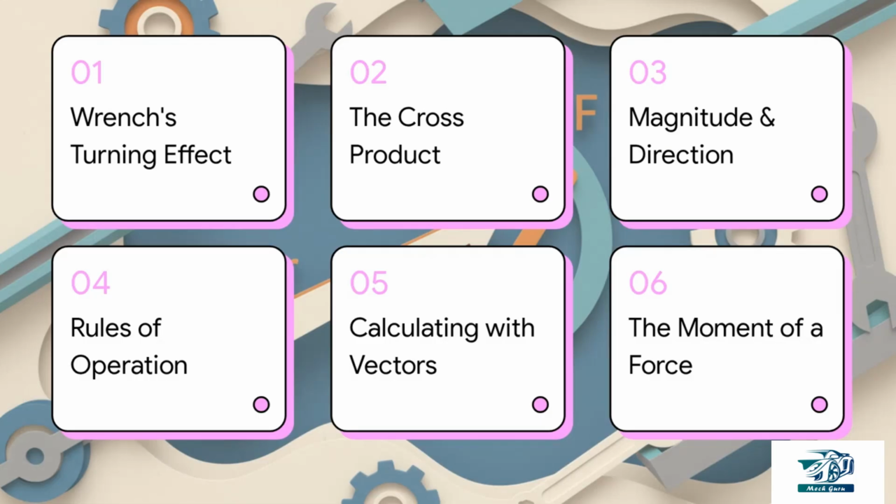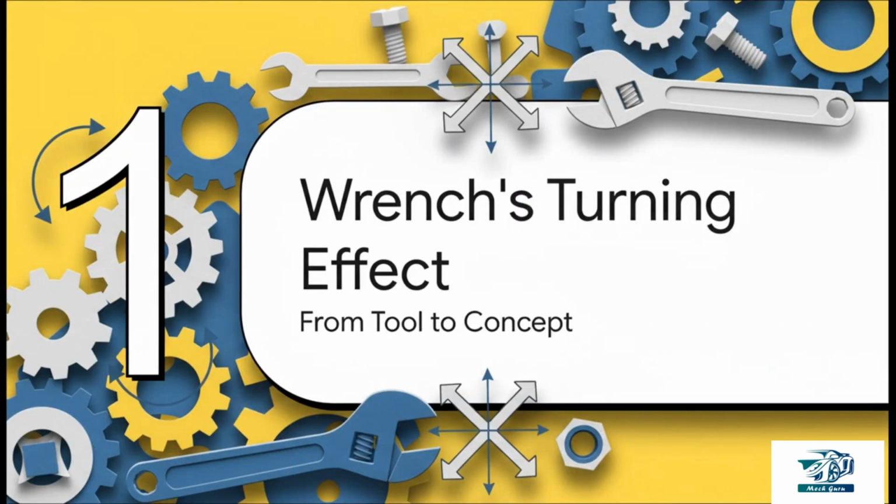So here's our game plan. We'll start with that wrench, then we'll formally introduce the cross product and what makes it tick. We'll cover its unique rules, how to actually calculate it, and then bring it all home by applying it to the moment of a force. Let's get into it. Section 1, a wrench's turning effect.